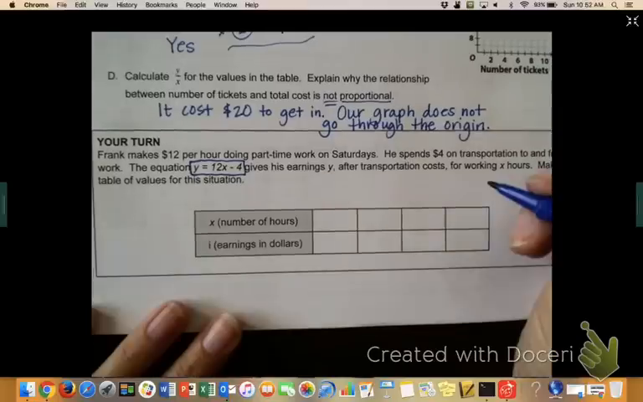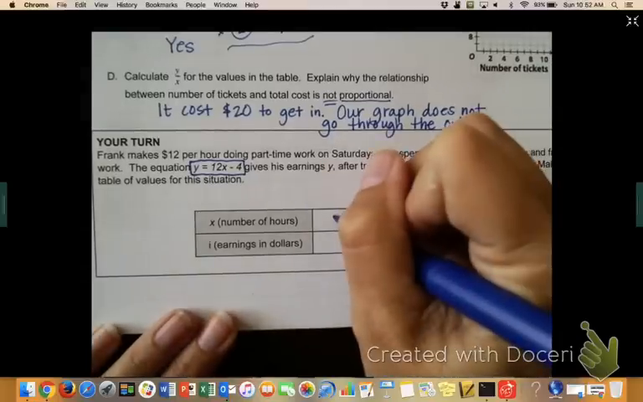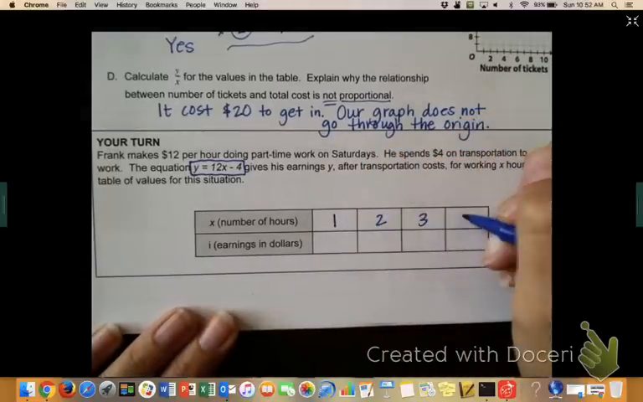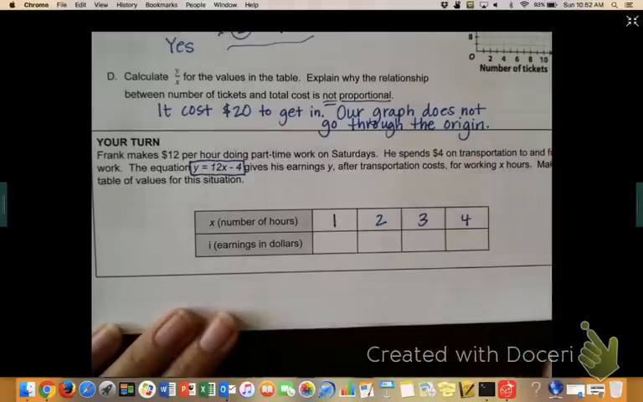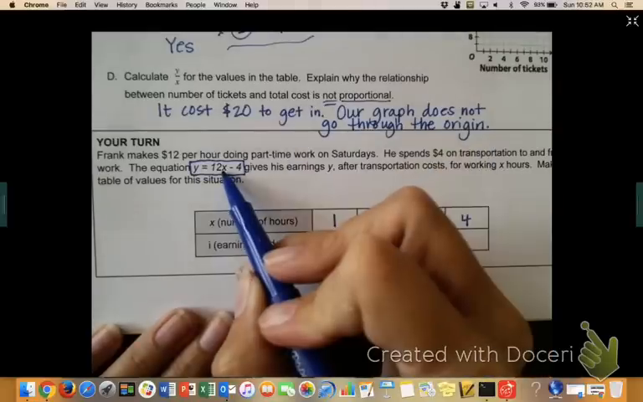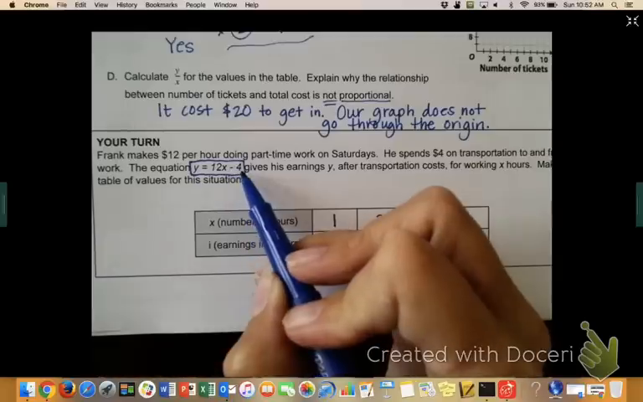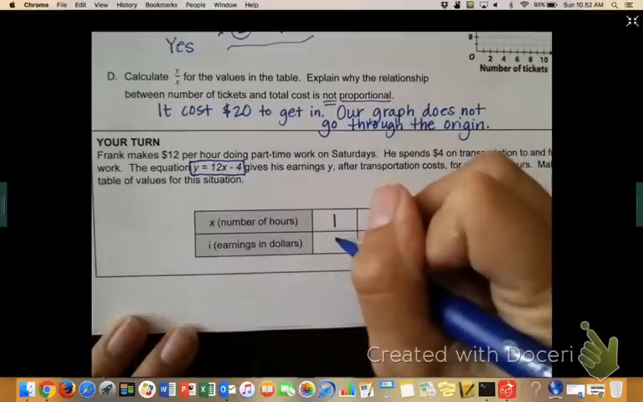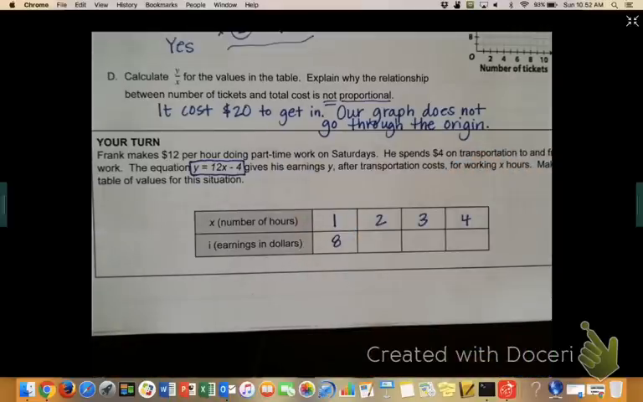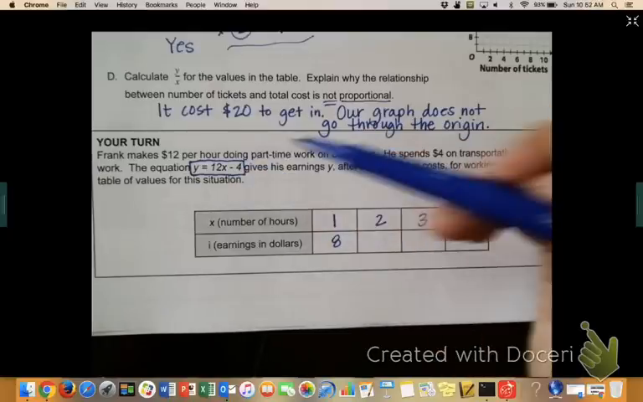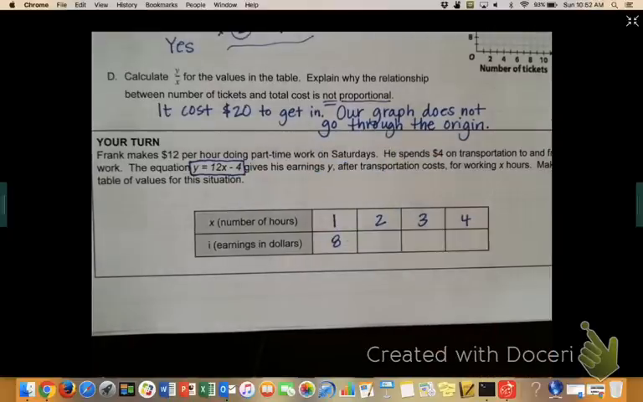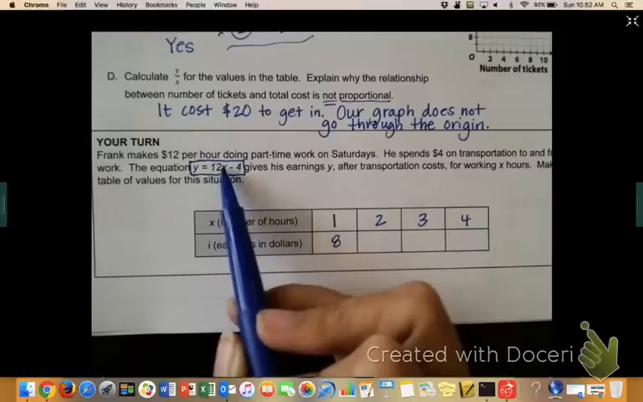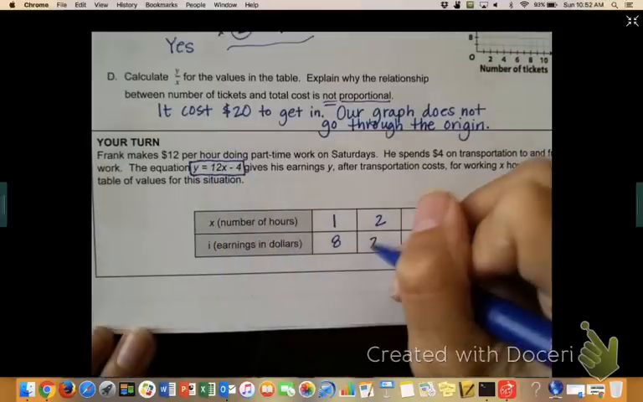Okay, let's check. I started with number of hours worked at just 1, 2, 3, and 4. So if he only worked 1 hour, he'd make 1 times 12, $12 per hour, minus the $4 it's going to cost him to get to and from work, his transportation. So 12 times 1 is 12, minus 4 would have been 8. So he would have earned $8. Even though technically he earned 12, he had to pay for transportation, which would have made his total earnings only $8. After 2 hours worth of work, 24 minus 4 is 20.